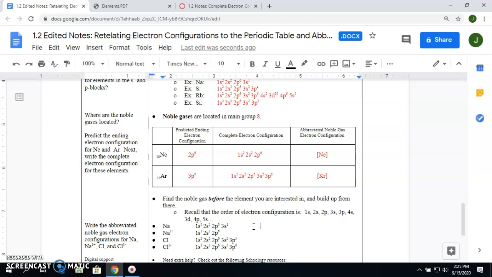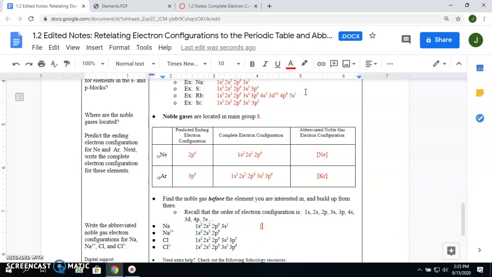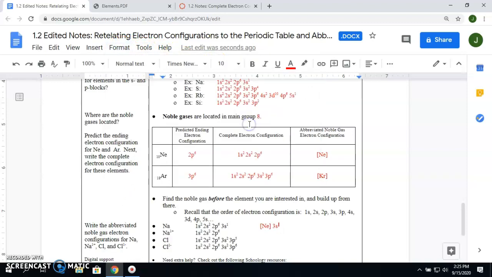Okay, what we're going to do is bracket neon to mean the first 10 electrons ending in 2p6, and then we just have to add in 3s1. So remember, bracket neon means the first 10 electrons ending with 2p6, so we just continue it on with 3s1. And that's a nice time saver.